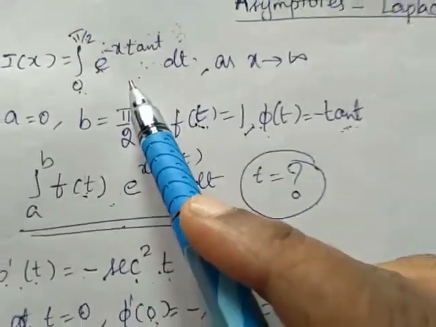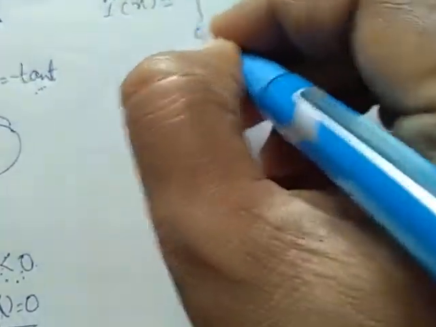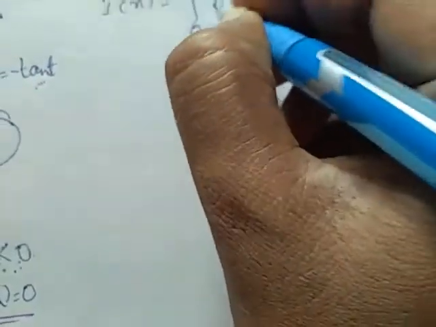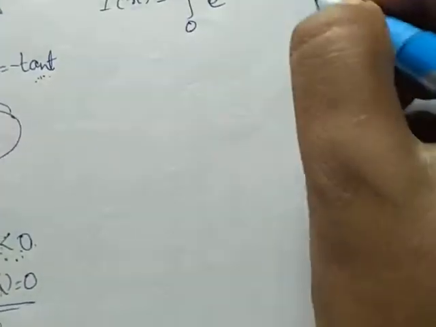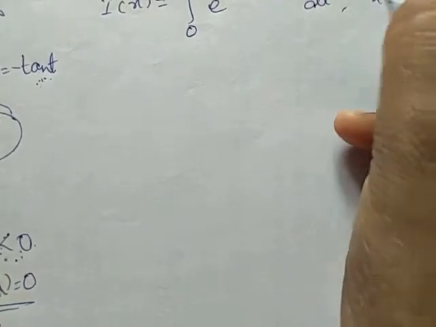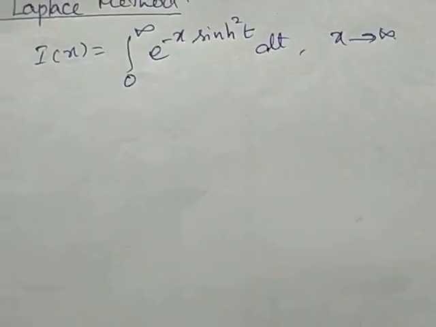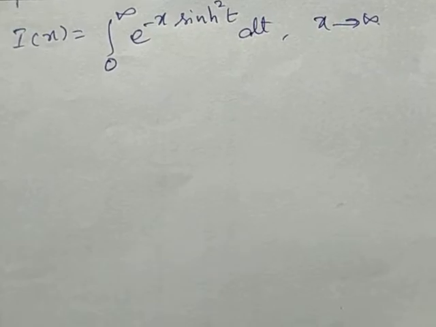Now we are going to consider another integral. I of x is equal to integral from 0 to infinity of e power minus x sinh square t dt. Again x tends to infinity. So this is our second integral. We are going to find the leading order term of the asymptotic expansion of the given integral.